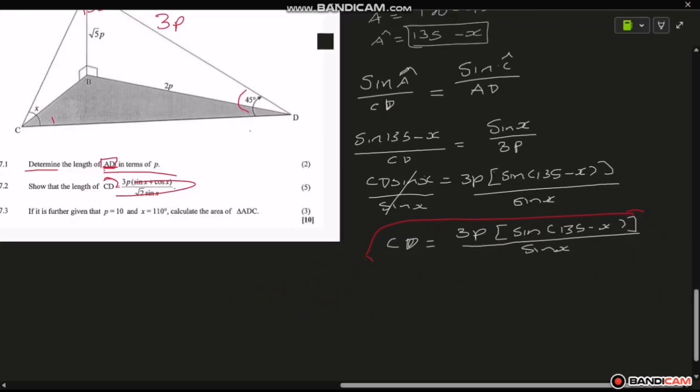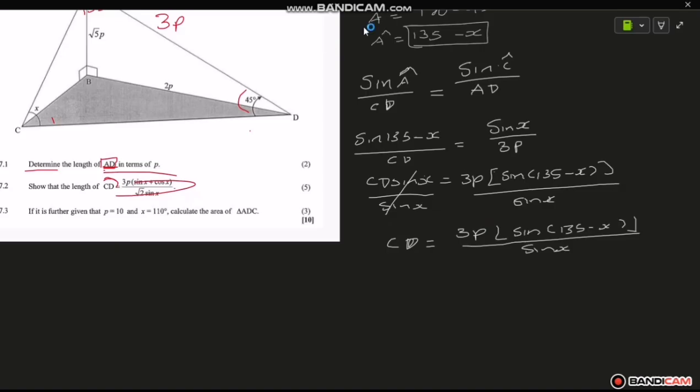So, let's see what we're actually talking about. We have the compound angles of cos and compound angles of sine. As a grade 12 learner, you know this, so I won't explain it further. We'll just write the compound angles. So CD equals 3p, open bracket, sine 135 cos x minus cos 135 sine x. These are compound angles of sine. Then close bracket over sine x.